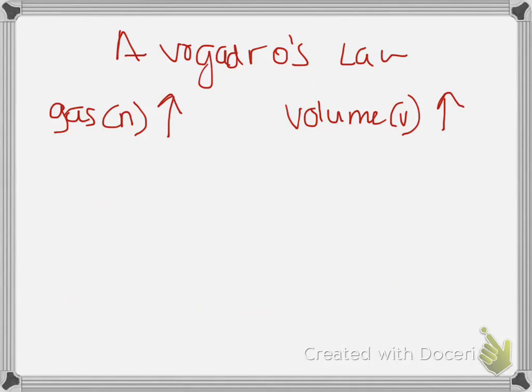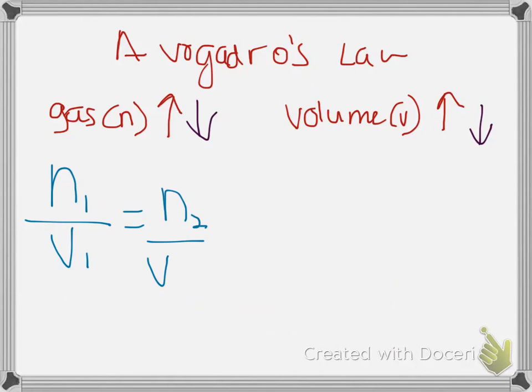I'll just do a different color. So we've got that. The constants in this are the temperature and the pressure, because we don't really worry about that when we're talking about Avogadro's Law. It's just the gas and the volume that we need to take into consideration. So therefore, the equation would be N1 over V1 equals N2 over V2. That's the equation.